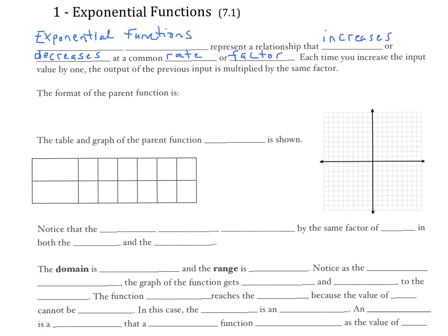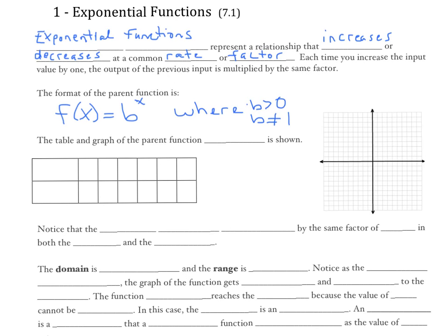Each time you increase the input value by 1, the output of the previous input is multiplied by the same factor. The format of the parent function is f of x equal to b to the x power, where b is greater than 0 and b is not equal to 1.